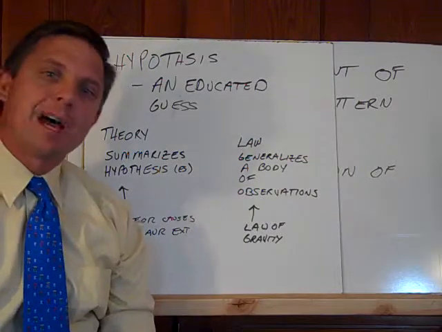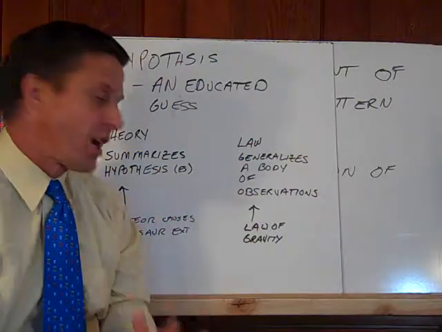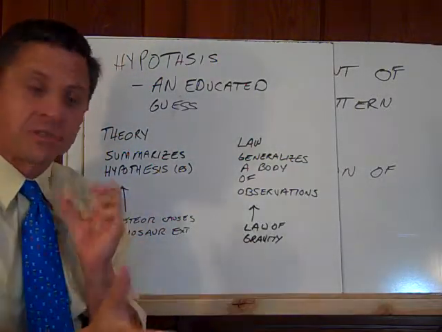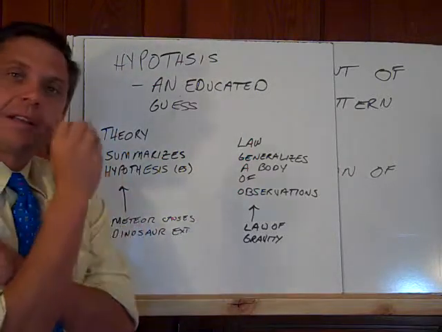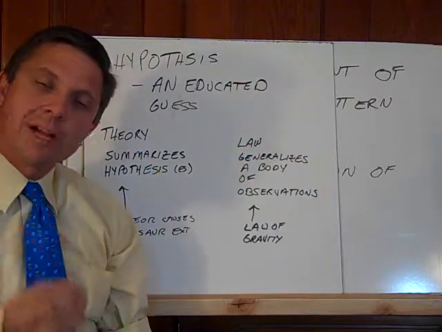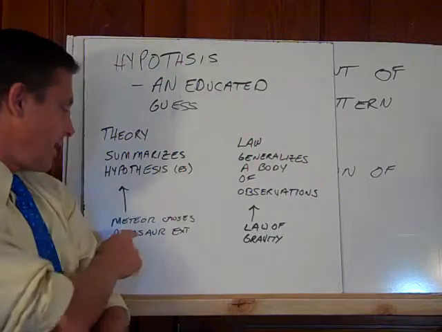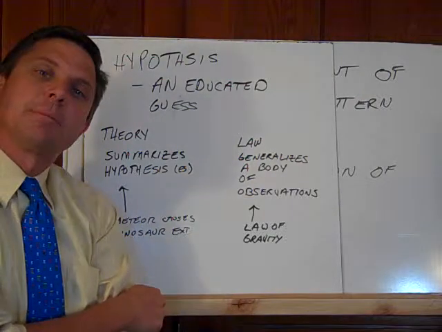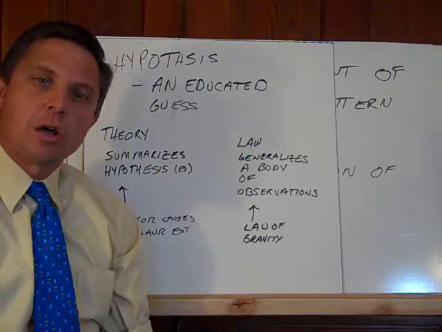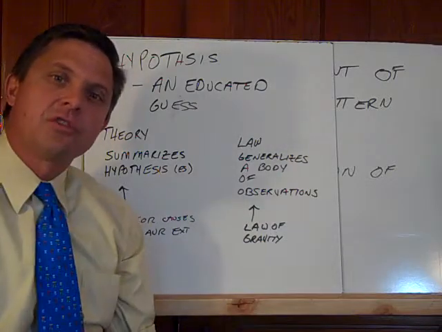Let's start with that. We know what a hypothesis is from our previous science courses. It's an educated guess. It's something we're going to check. A theory summarizes a hypothesis or hypotheses. It's the idea that it is making some sort of conjecture. A law generalizes a body of observations. And to put it into examples, it is a theory that the dinosaurs went extinct because of a meteor strike. That is a theory. There is a law of gravity. Theories tend to explain why, laws typically don't.